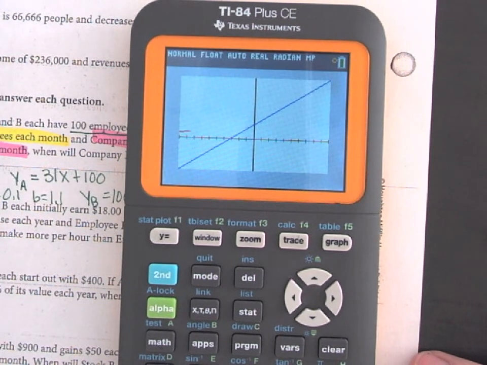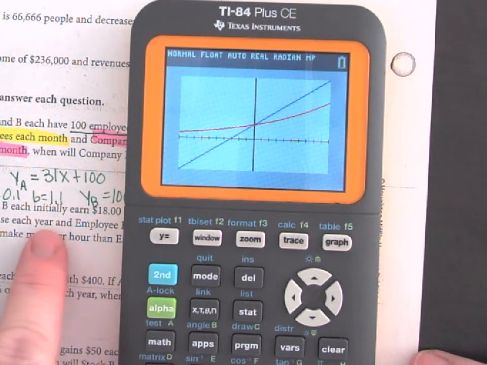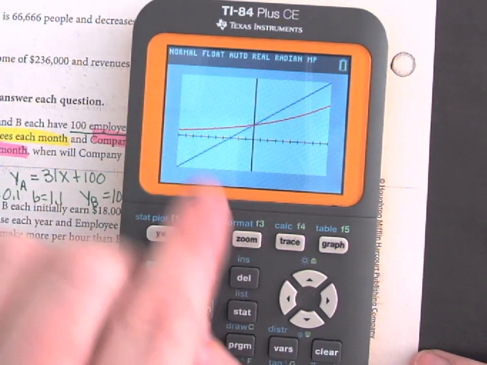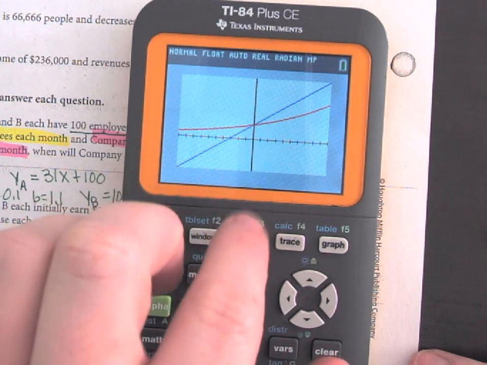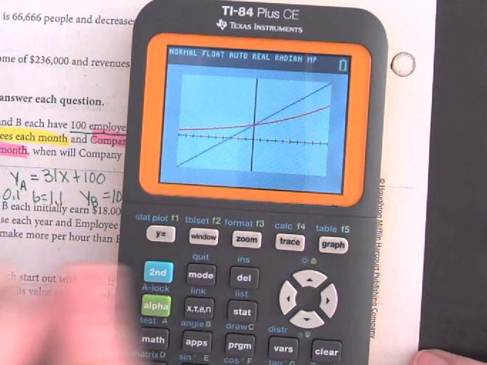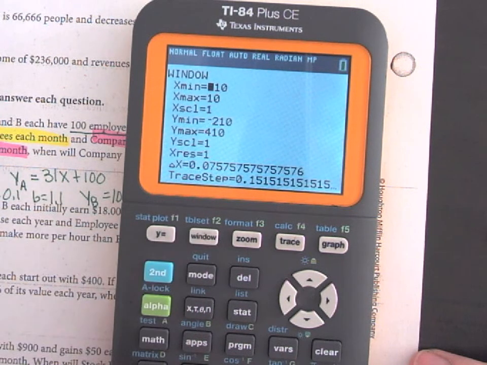So now I see my intersection, and now I can see my exponential function as well. And we can see that at first my blue graph, which is my company A, is in fact greater than company B. Now I know where the intersection is because I already found it, but if you didn't, now what I want to do is play around a little bit with my window. My y value, I don't need negative values, and I don't need any negative x values. So I'm going to go over here to my window.